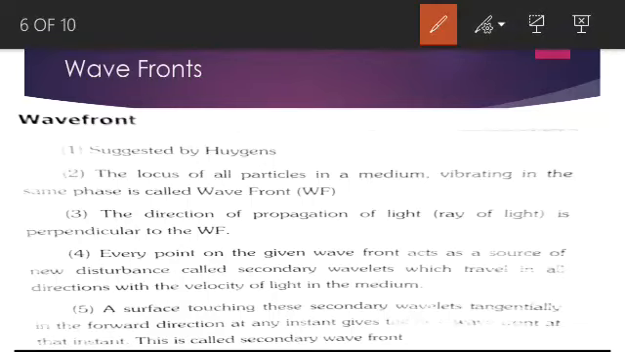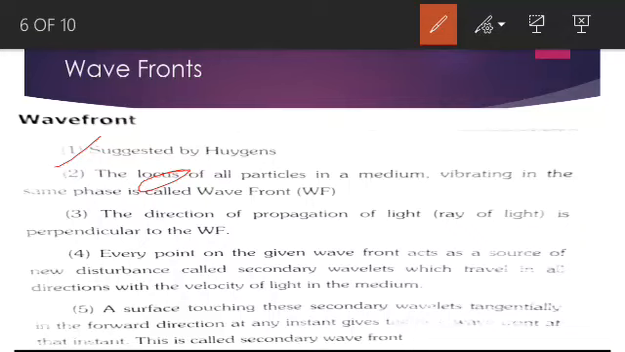So first of all, we will know what a wavefront is. According to Huygens, the locus of all particles in a medium vibrating in the same phase is called a wavefront. So Huygens suggests that the locus of all particles in a medium vibrating in the same phase. So we have to notice the word locus. What is locus?